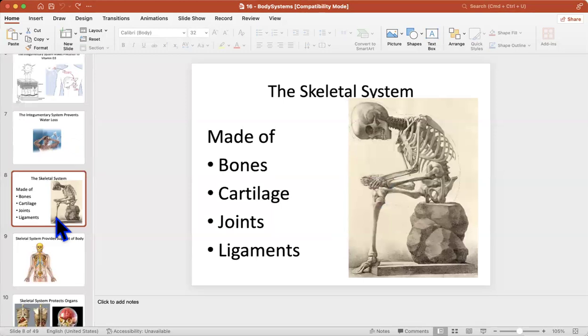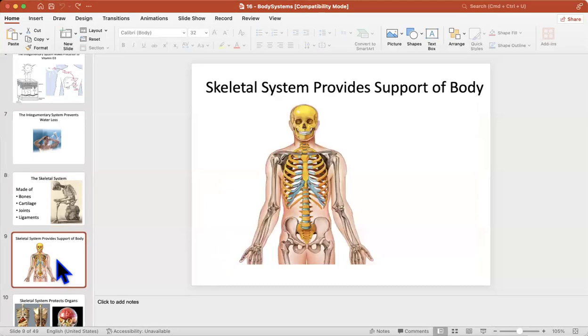Okay, next one, the skeletal system. The skeletal system is made of bones and cartilage. Cartilage is softer than bone. Joints are between bone and bone. And ligaments, sometimes I call them duct tape. Their job is to tape one bone to another. They're made of connective tissue. So their function is to connect those bones together. So these are the skeletal system.